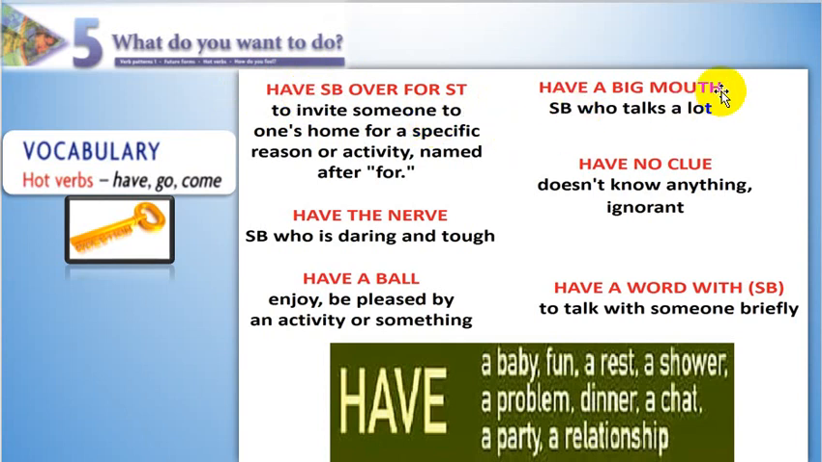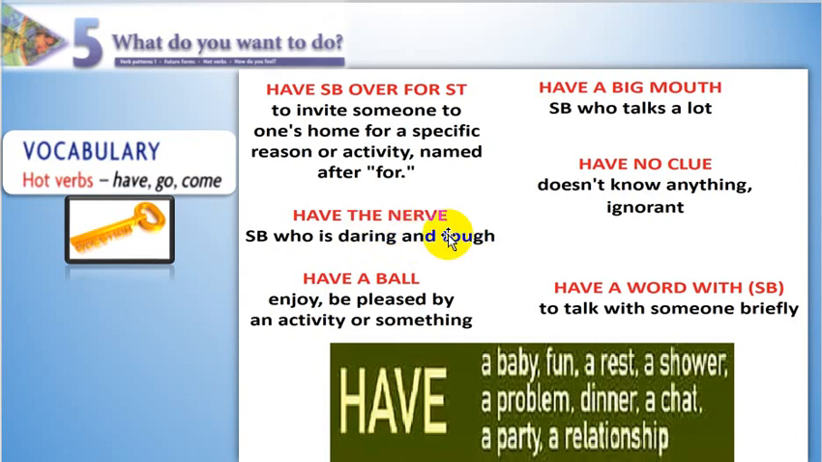Okay. Have a big mouth. He doesn't own a big mouth. Somebody who talks a lot, talkative. When we say about someone he has a big mouth, that means he's talkative or talks too much. Have a big mouth. Have the nerve. Does he own a nerve? No. Somebody who is daring and tough. Somebody who is daring and tough. When we say about someone that he has the nerve, it means this person is daring.